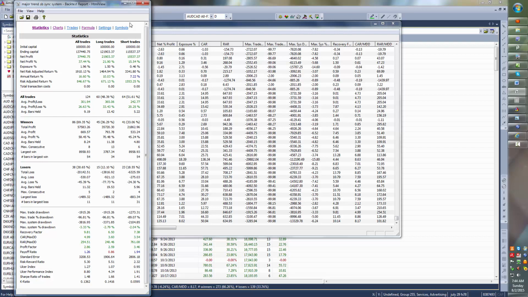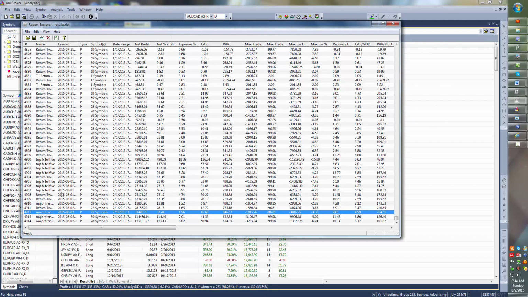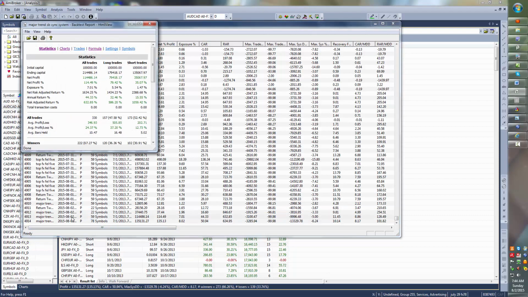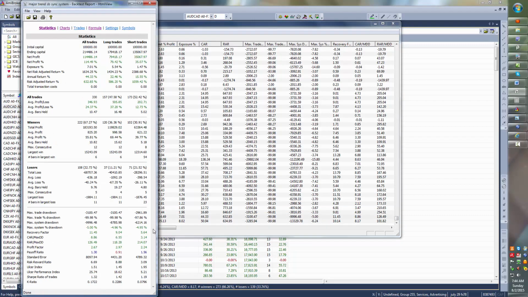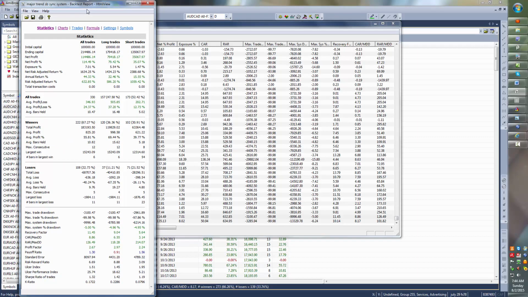Now, the next one we're going to show you is what I call the 59, and what we did was add a whole bunch more of the Forex pairs that are traded by Interactive Brokers, because they're the low-cost broker. And here's what we came up with.